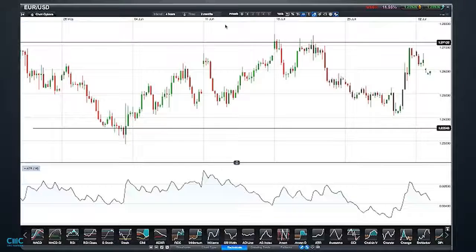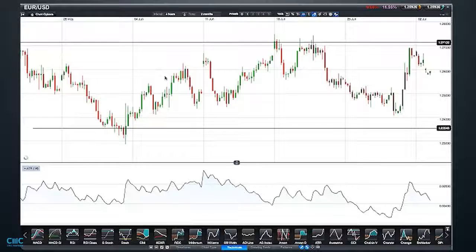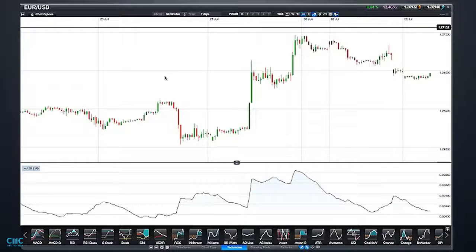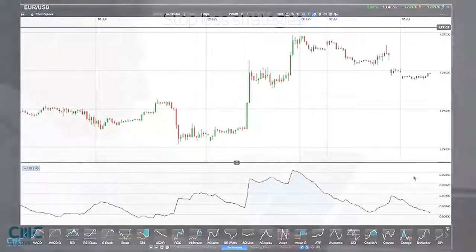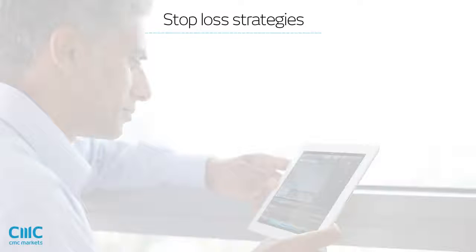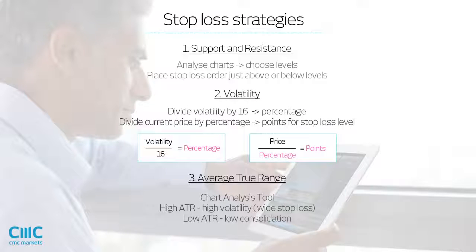And if I was trading an even tighter time frame, I could reflect that on the chart as well by going into a 30-minute chart. And you'll see that the ATR drops again. Now we're getting an average true range on the 30-minute bars, the last 14 of them, of around 12 points. So if we had a tight time frame, we could look at reducing the stop loss gap even further using a tighter time frame on the chart. 3 very important chart-based methods of setting stop loss levels: using support and resistance, using volatility, and using the average true range.